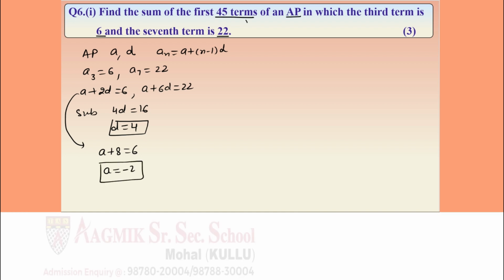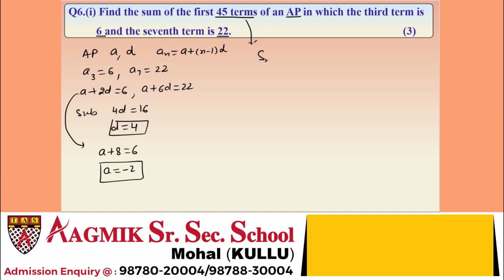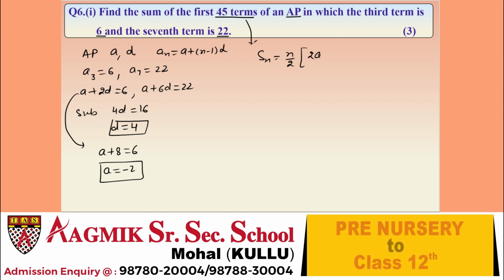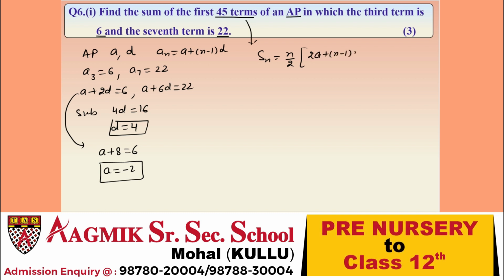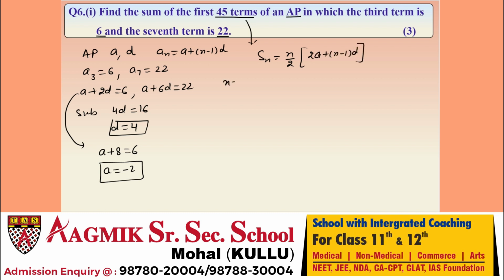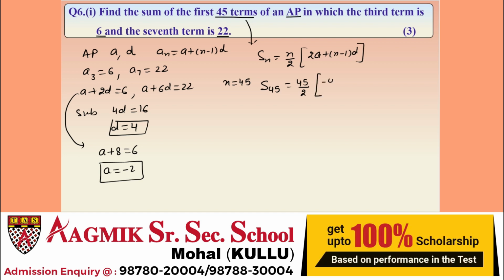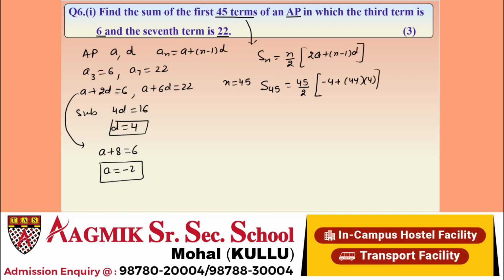Now we need to find the sum of 45 terms. So Sn is given by n by 2 times (2A plus (n minus 1) into D). Here n is 45. So S45 will be equal to 45 divided by 2 times: 2 times A means minus 4, n minus 1 is 44, and D is also 4.